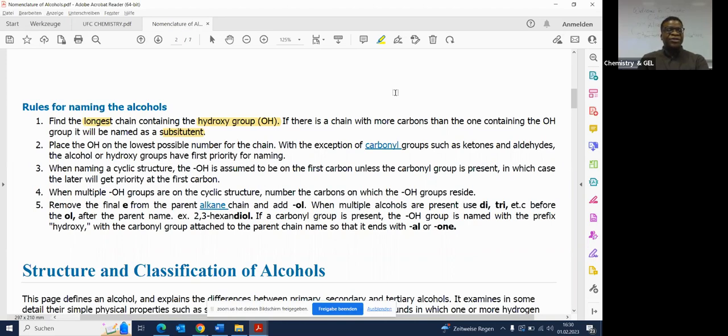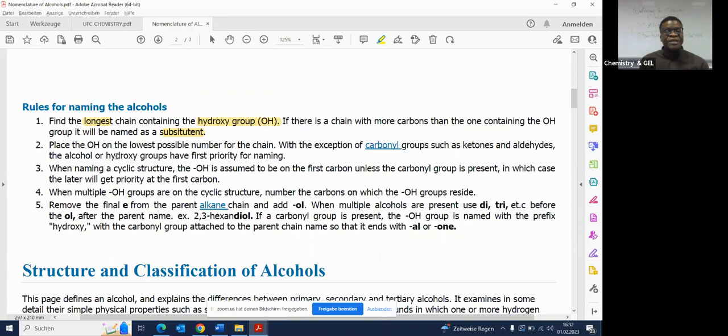Two, place the OH, that's the functional group, on the lowest possible number for the chain. In any case, the counting of that chain should be started from the lowest number, just like we did. You remember, 1, 2, 3, 4. If it's on 2, we are going to say 1, 2, and not 1, 2, 3. No. So always, in any case, they're talking about the shortest distance. With the exception of carbonyl groups, okay, we are going to have a look at the carbonyl groups. That's the O double bond compound, R1, R2, and stuff. With the exception of carbonyl groups, such as ketones and aldehydes, the alcohol or hydroxy groups have first priority for naming. So in any case, when doing a nomenclature of any alcohol, prioritize this group, the OH.